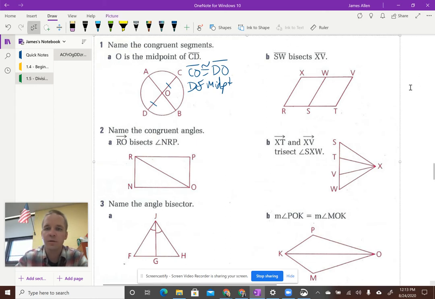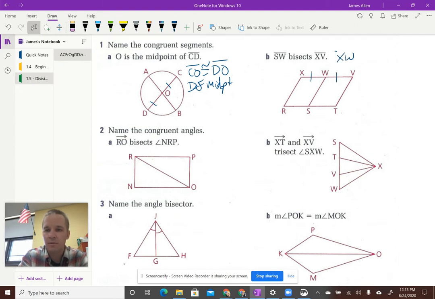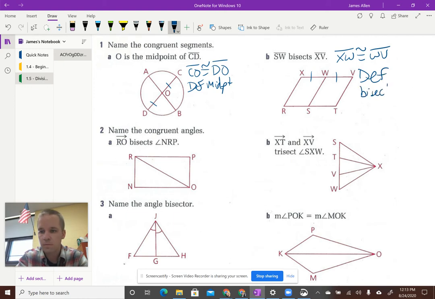It says SW bisects XV. Well, what can we conclude? If SW is bisecting XV, that would split it into two congruent segments, so it would be that XW is congruent to WV, and our reason would be definition bisect. Cool.